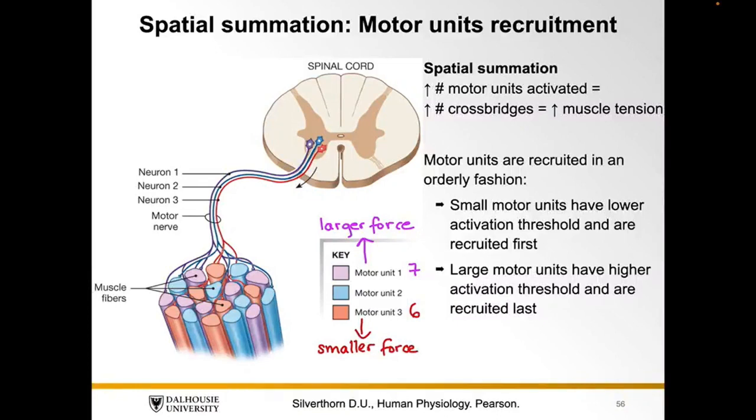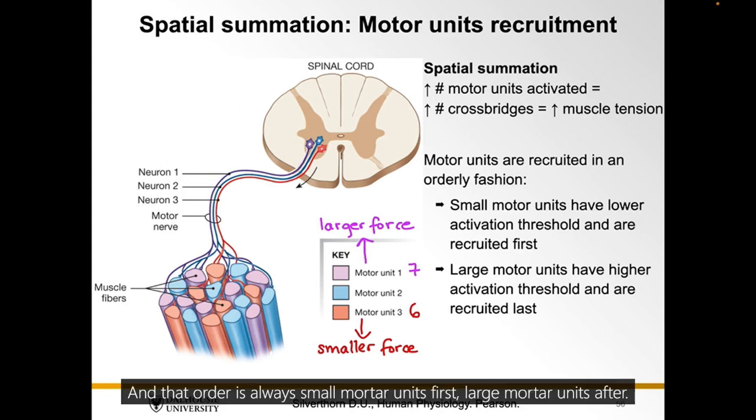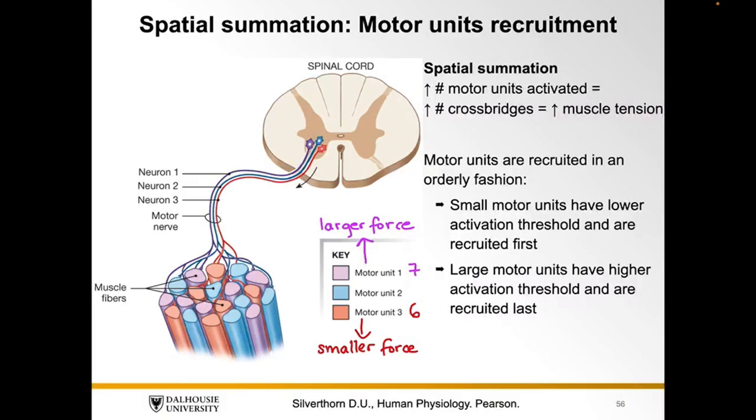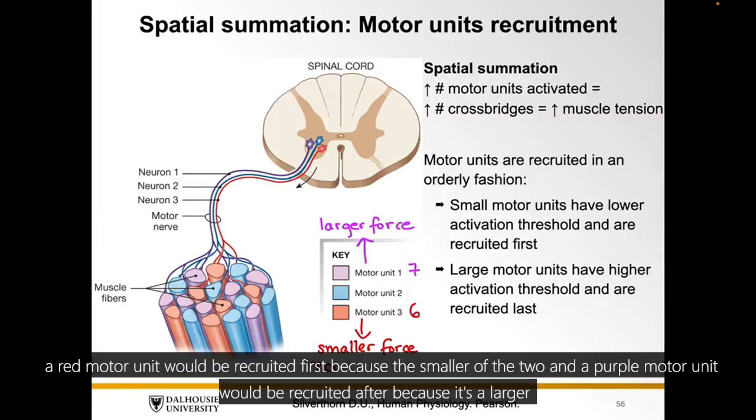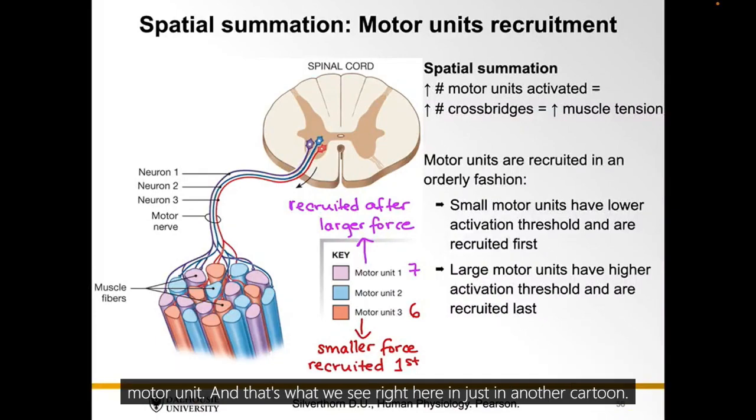However, motor units will always fire in the same order. And that order is always small motor units first, large motor units after. And the reason for that is that the smaller motor units have a lower activation threshold. So you need less of a stimulus in order to activate a small motor unit. So in this case, our red motor unit would be recruited first because it's the smaller of the two, and our purple motor unit would be recruited after because it's a larger motor unit.